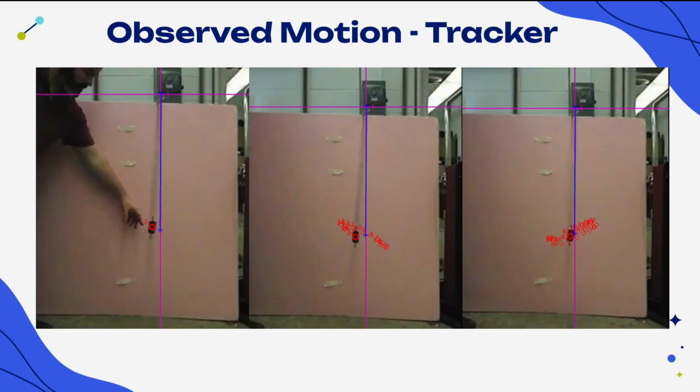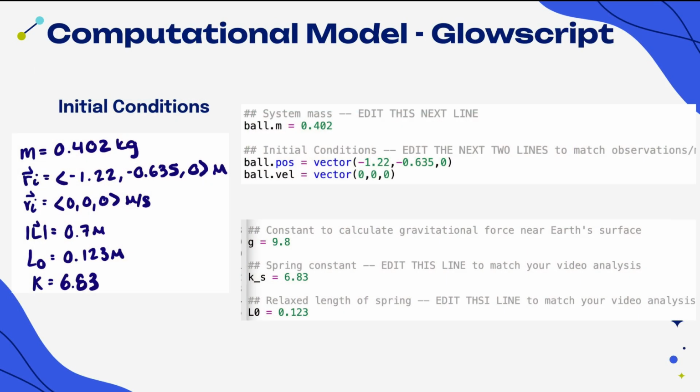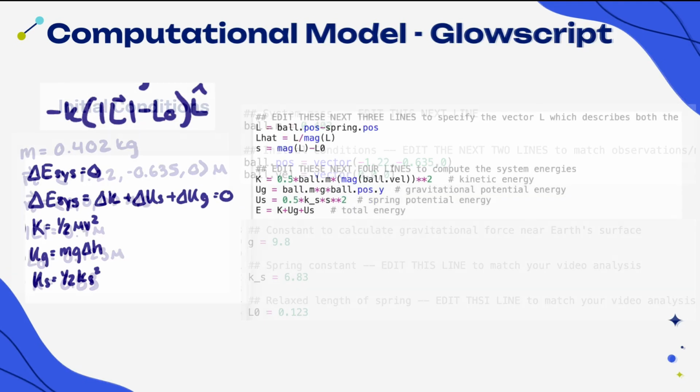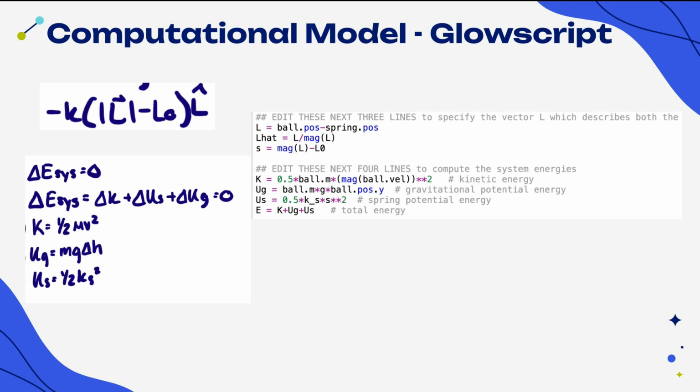I was able to do this by using point mass on Tracker and was able to get the point mass at all the different delta t. And once I got all this data from Tracker, I was able to edit the GlowScript model. So the first thing I did was set up all of the initial conditions. So I took the mass of the ball that was given, as well as the position vector that I found to be the initial position and the initial velocity, as well as the L naught, the spring constant, and then the gravitational constant.